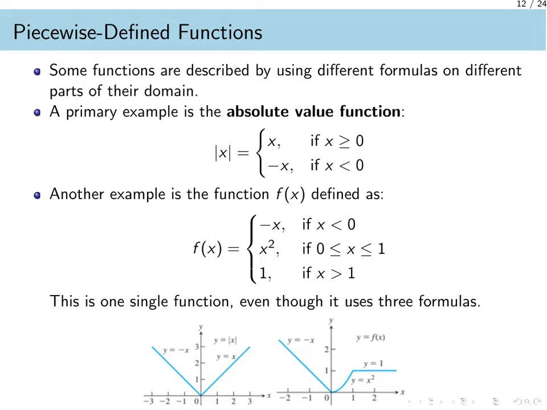We can also build functions with more than 2 pieces, like the function f of x shown here, which uses 3 different rules. For instance, to find the value at x equals 2, we see that 2 is greater than 1, so we use the third rule, and the result is simply 1. It is important to remember that even though it uses multiple formulas, this is still a single function. The main thing to remember is that, for any given input, only one of the formulas will apply.